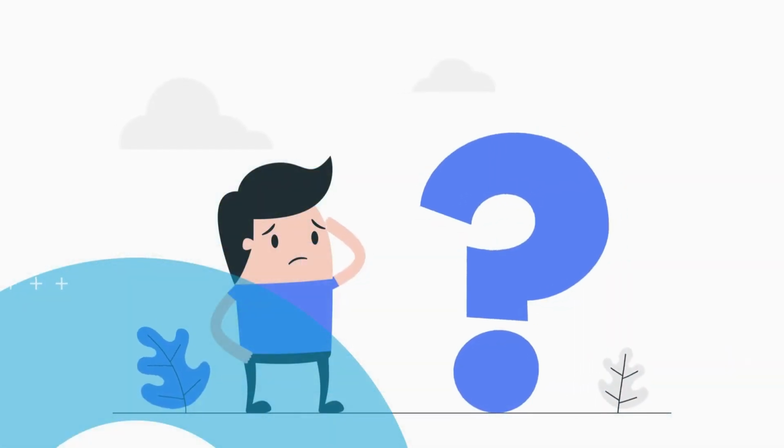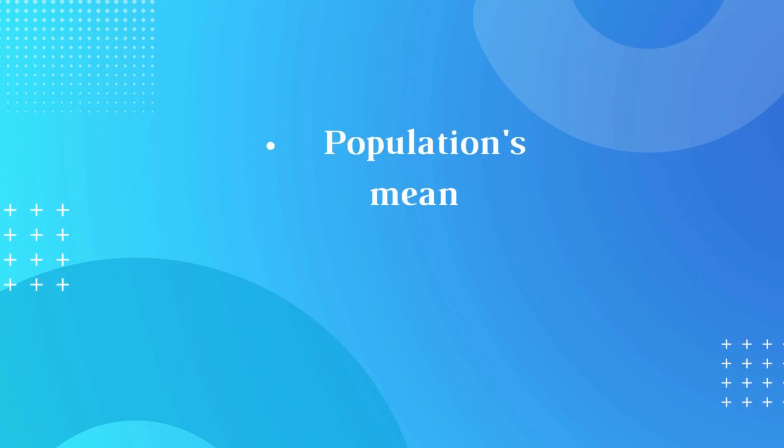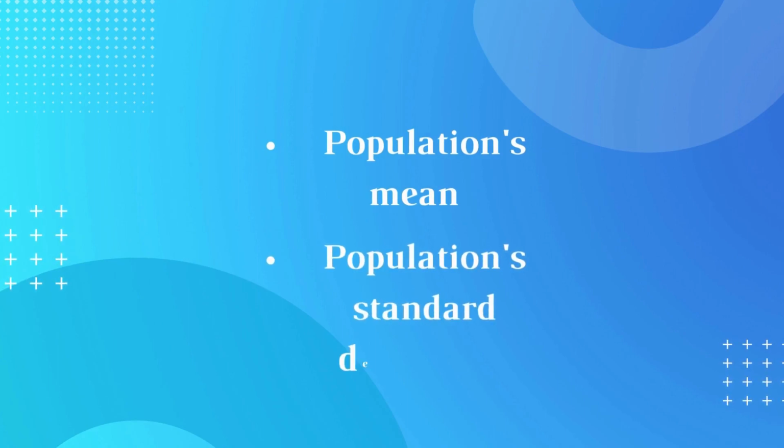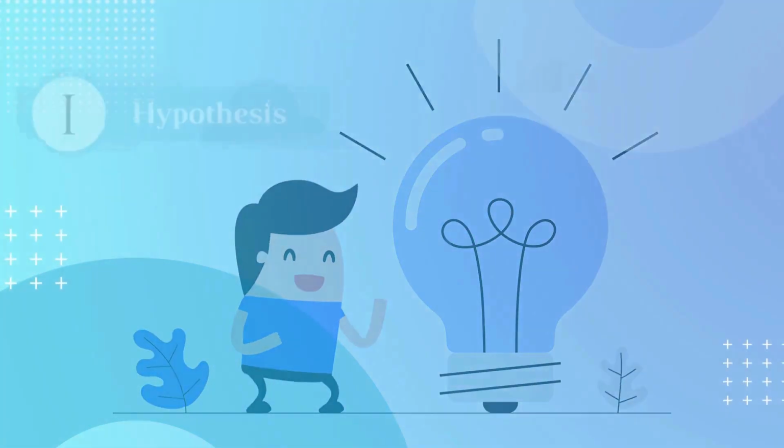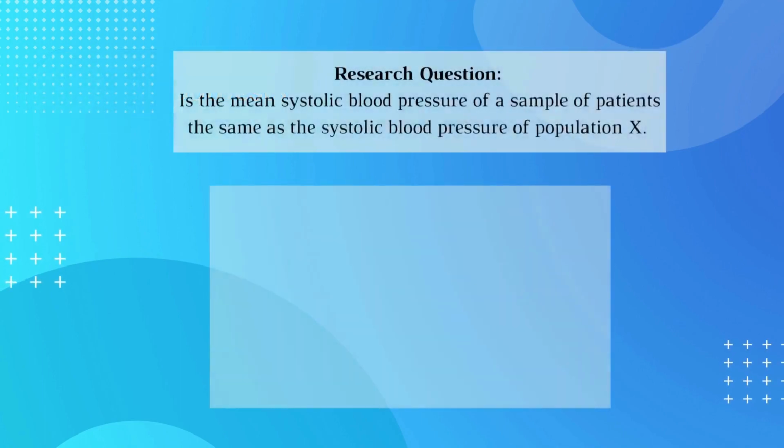So firstly, let us identify the test that we will be using to answer the research question. We have the population's mean systolic blood pressure, and we have the population's systolic blood pressure standard deviation, known as sigma. This means we can use a one-sample z-test. Let's recall the 6 steps in the hypothesis testing method. The first step is to state the hypothesis.